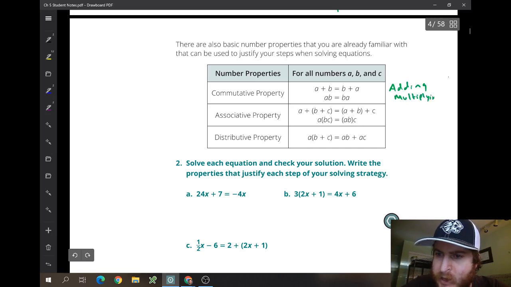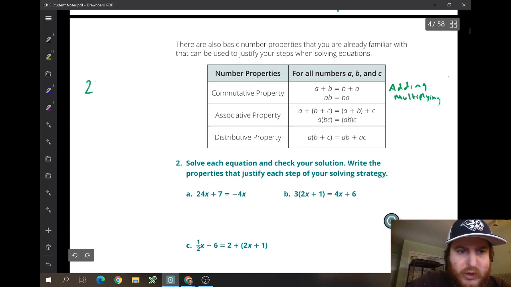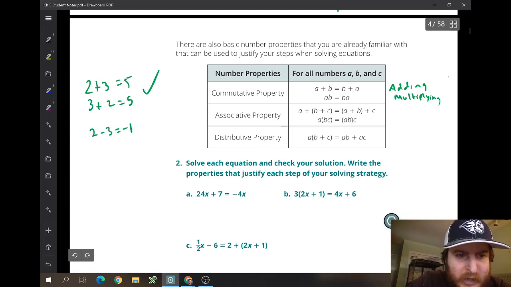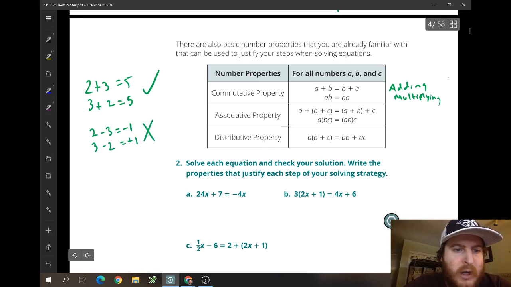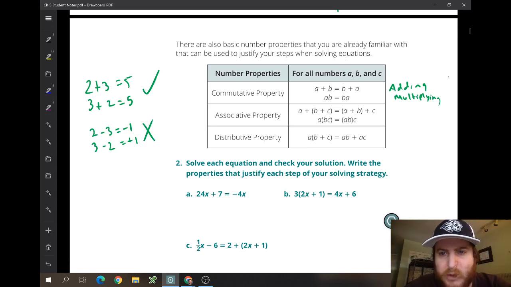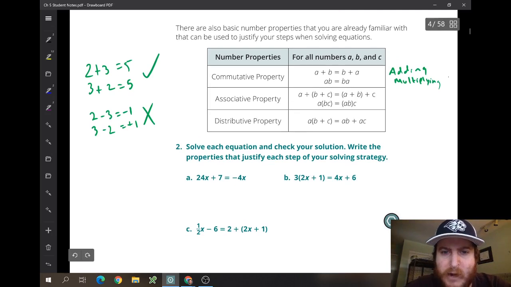The reason why is if you pick two numbers, like 2 plus 3 is 5. If I switch the order, 3 plus 2 is 5. It works. But if I did 2 minus 3, that's negative 1. And 3 minus 2 is positive 1. Those are not the same. So commutative only works for adding. Same thing if you tried it with multiplying and dividing. You can't switch when you divide. You'll get a different fraction.